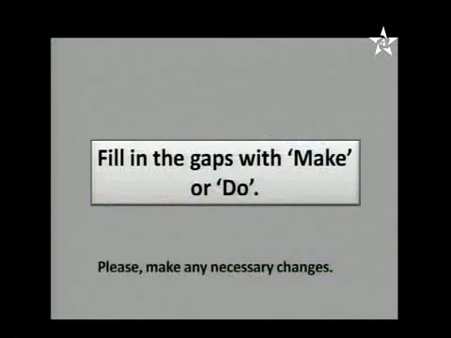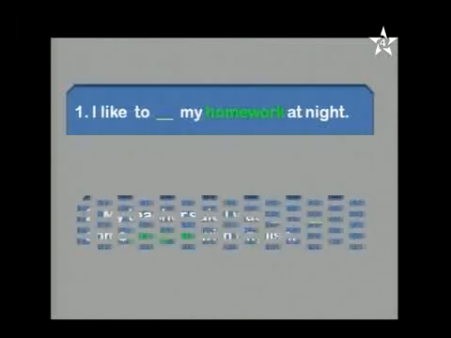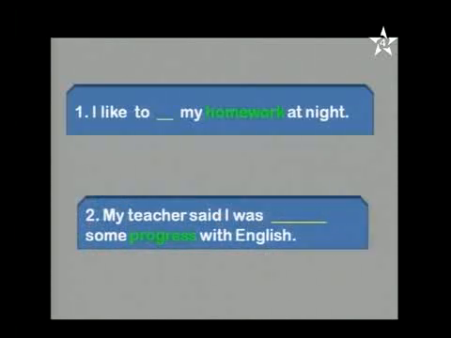Okay, good. Now let's move to the last exercise, and I would like you to fill in the gaps with make or do. And please make any necessary changes. You put the verbs in the past or in the present or ing form, etc. Okay? So, I like to blank my homework at night. Number 2, my teacher said I was blank some progress with English. So what do we say for homework? We say to do homework. I like to do my homework at night. Number 2, my teacher said I was doing or making? Good, making some progress with English.